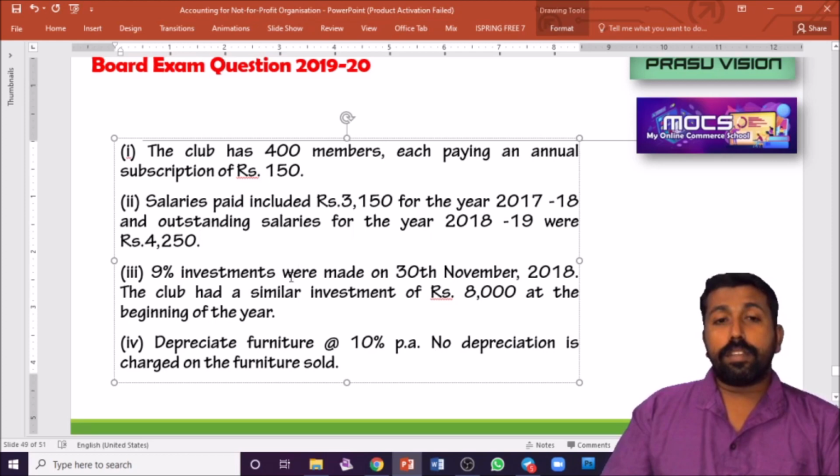And 9% investment was made on 30th November 2018. Remember that the period is given for the calculation of interest. The club had a similar investment of 8,000 at the beginning of the year also. So remember, we have to calculate the interest separately. And they are also giving the instruction for depreciating furniture at the rate of 10% per annum. No depreciation is charged on the furniture sold. Only for the remaining amount we have to find out the depreciation.